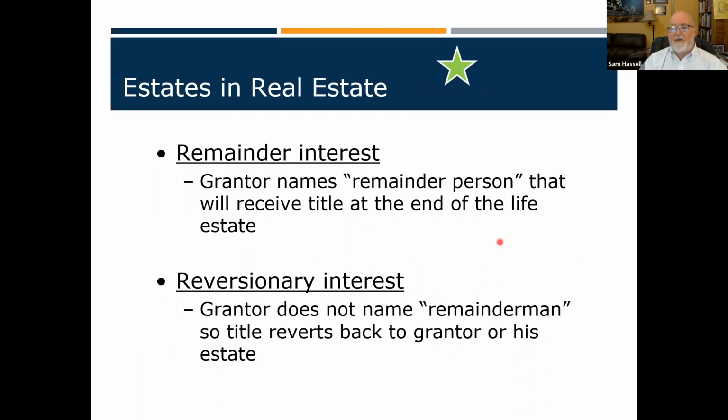Remainder interest means that what? The third party. If grandma passes, mom gets the house. Okay, that's a third party. She has a remainder interest in it. A reversion interest would be I get the house back. Grandma passes, I get the house back.